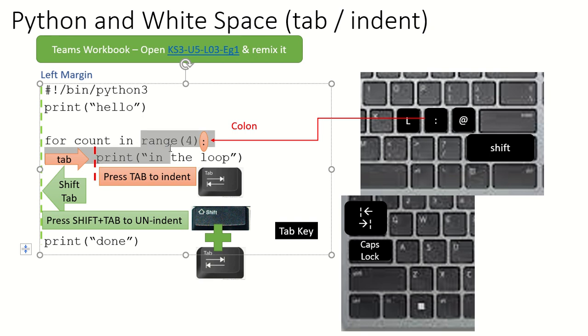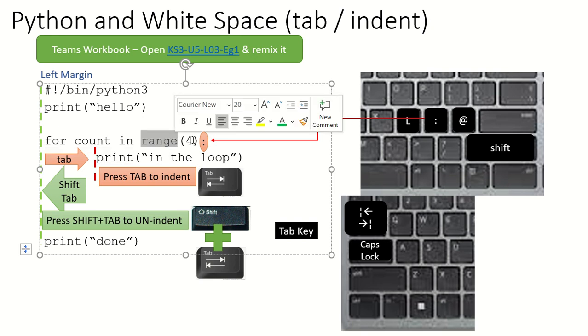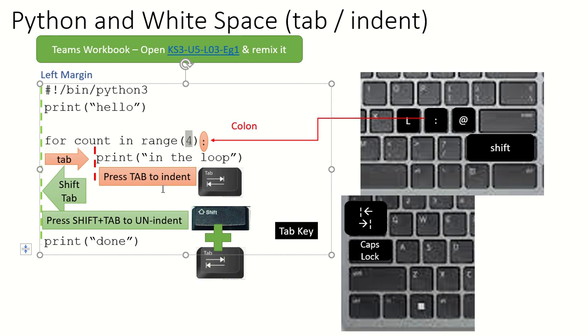We then have the command word range, open and close round brackets, and then in the round brackets, how many times do I want to repeat the loop? We then need to have this colon, and all the code I want to repeat must be tabbed over, and when I want to stop repeating code, I need to unindent by pressing the shift tab key.